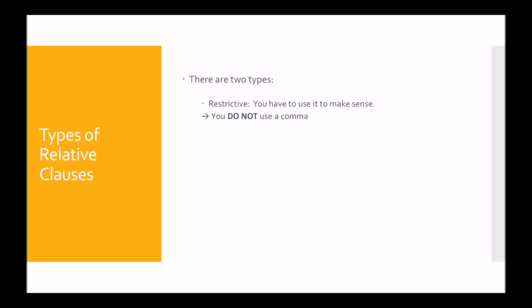We have the restrictive relative clauses, which you have to use to make sense in a sentence. You do not use a comma. As an example, mothers who have a job need to manage their time wisely. In this example, who have a job is needed within the sentence because if we remove that section from the sentence, it is not going to make sense.